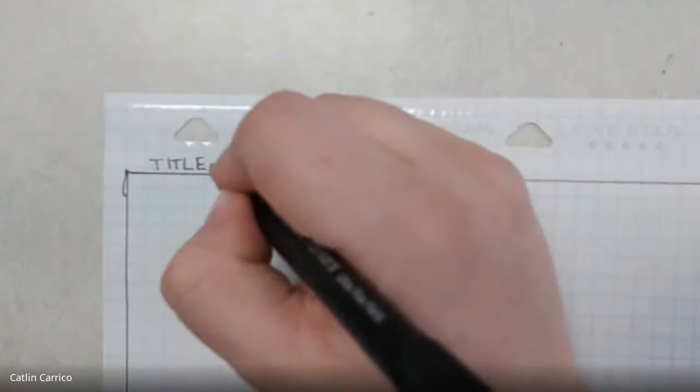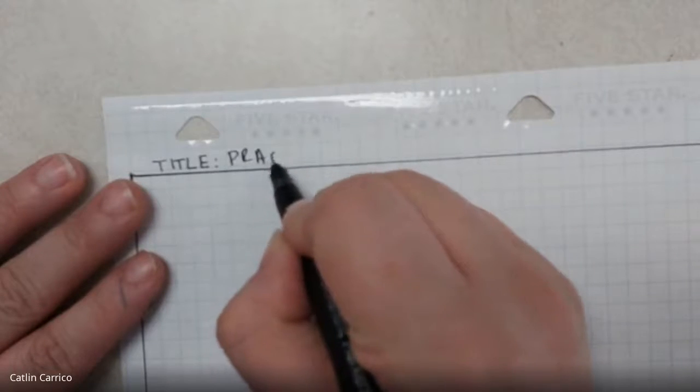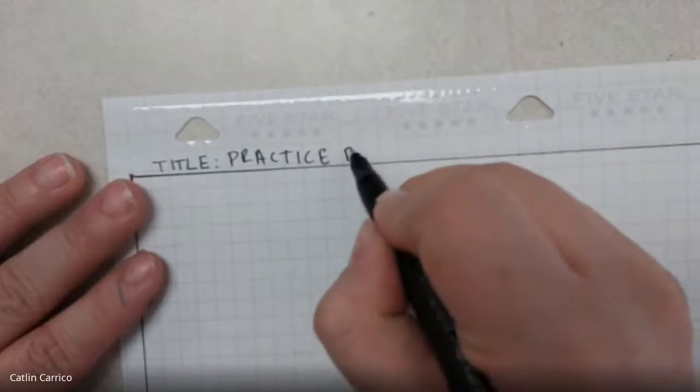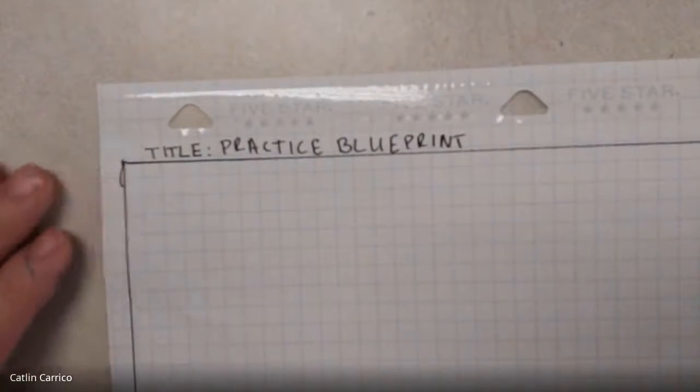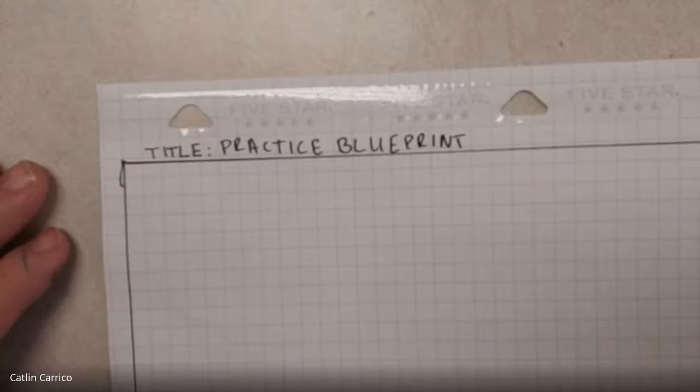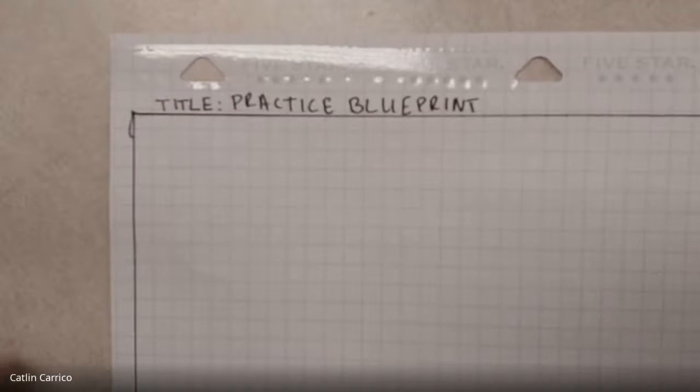So we're going to do a title, and we'll write a title of practice blueprint. Some people have asked me, how big do you write? I generally keep my letters no smaller and no bigger than a square on the piece of paper. It really doesn't matter, but if you write too big, you might run out of space. If it's too small, we can't really read it. So title: practice blueprint.